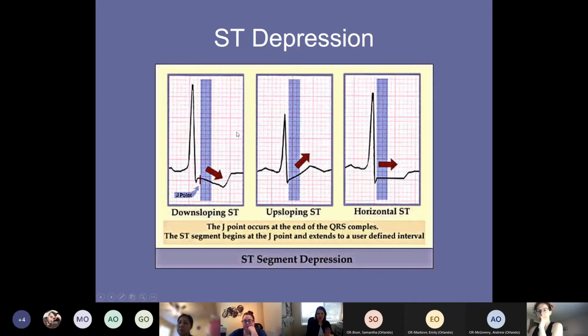Oops, sorry. Don't worry about this one. There's all kinds of different ST depressions. ST depression is ST depression. That means ischemia and the patient needs oxygen.